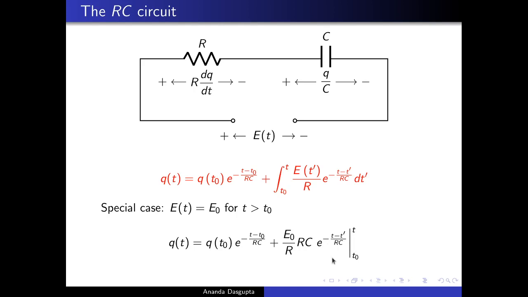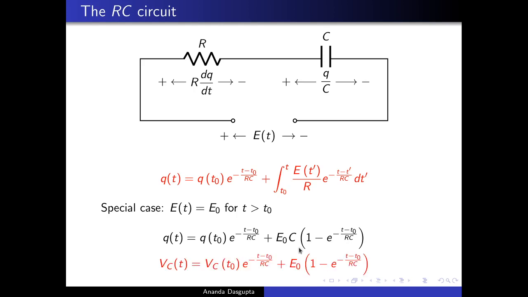And once you plug in the initial and the final times, you put in t, of course, at the upper limit, you end up with a 0 in the exponent here. That means this just gives you E0 C. Whereas if you put in t0 for t prime, you get a term which is similar to this one. So finally, you end up with this expression, and you can rearrange that if you want to, but more importantly, this immediately gives you the voltage across the capacitor, VC(t), as this thing divided by the capacitance. q(t0) by C is nothing but the initial voltage across the capacitor, so VC(t0). So you get an expression which looks like this, plus E0 into 1 minus e to the minus (t minus t0) by RC.